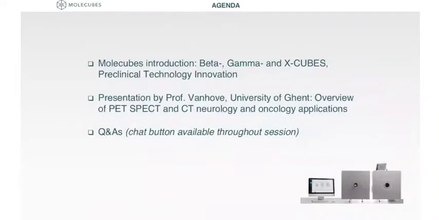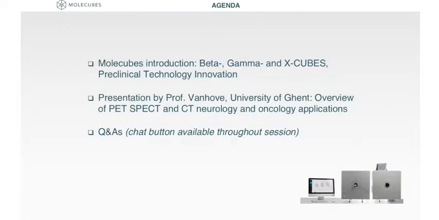In this webinar, I will first give you an introduction on the Molecubes product line. So I will give you more information about our beta, gamma, and X cube. The beta cube is our PET system, the gamma cube is our SPECT system, and the X cube is our CT system. After this short introduction, I will give the word to Professor Van Hove.